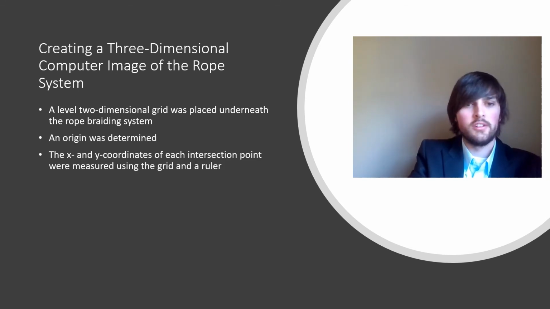and XY coordinates of each intersection point. This was done by looking at the intersection points of the strands, and when I say intersection point, I mean the point at which 2 ropes cross, and using a plumb bob to estimate the X and Y coordinates. And this was not perfect, as you'll see in a second.